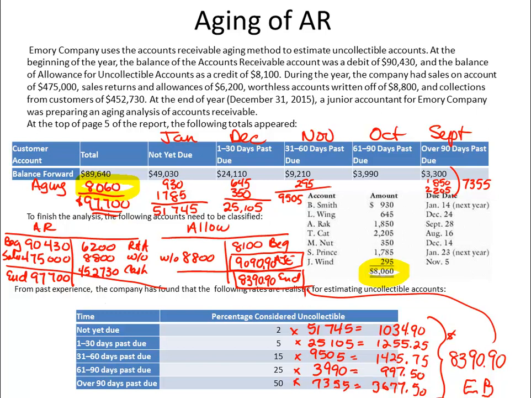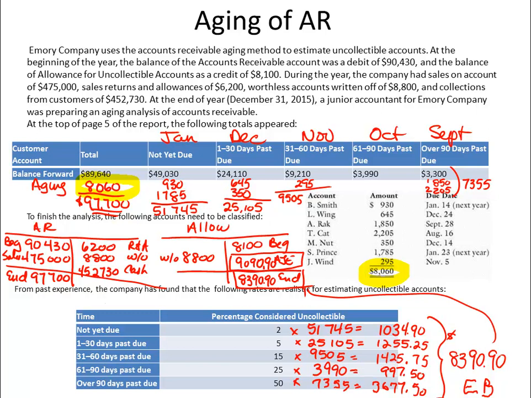I then total up those columns, and I see that January comes to $51,745, or not yet due. I then look down at the percentage considered uncollectible, and I see it's 2%. So I'm going to take 2% of $51,745, and my estimate based on that strata is $1,034.90. For December, $25,105. So $25,105 times 5% uncollectability estimate comes to $1,255.25.